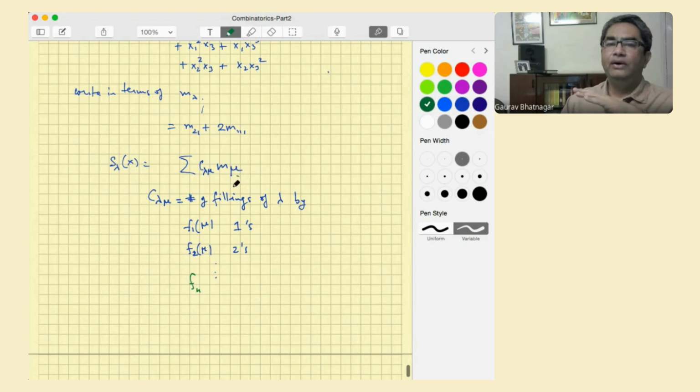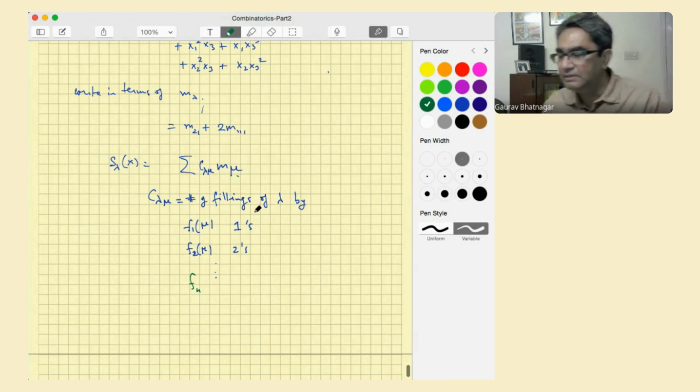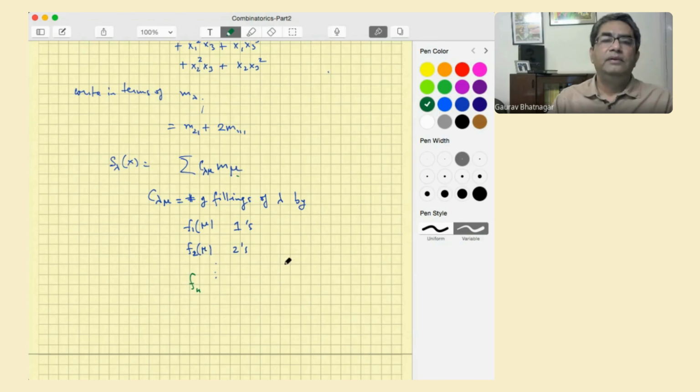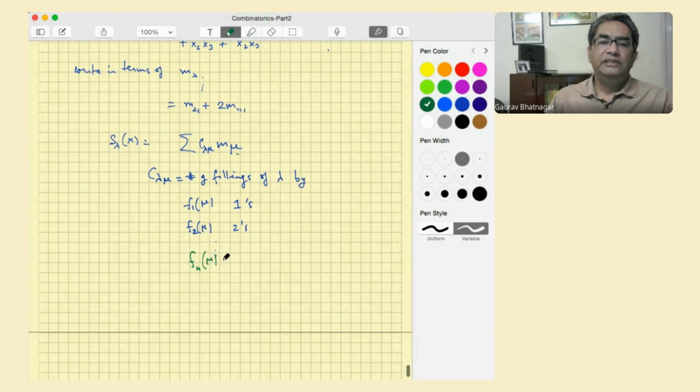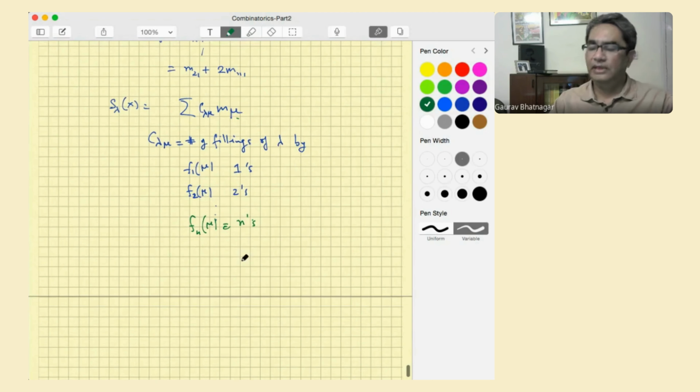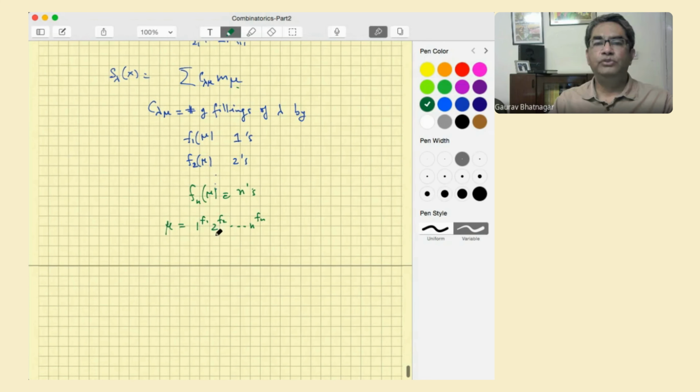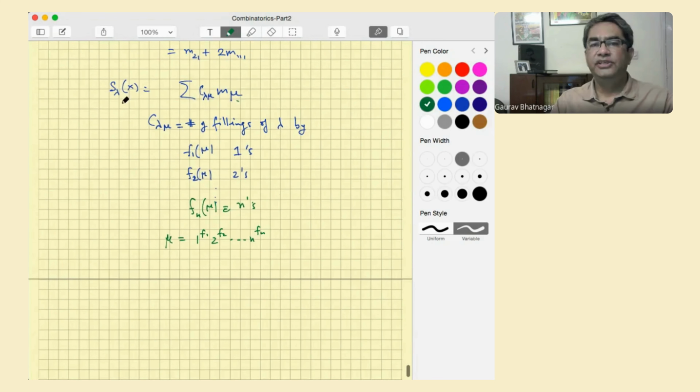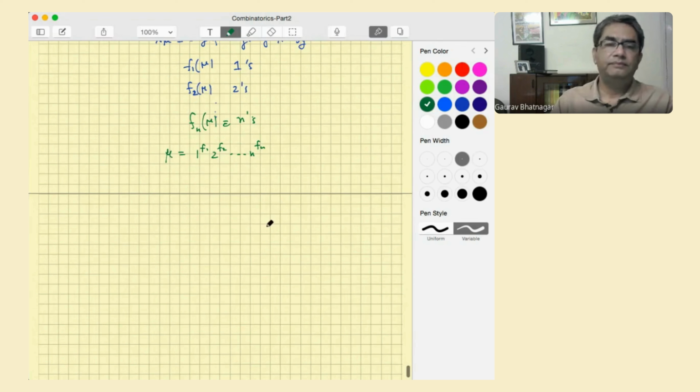So if you want to write it down as per monomial symmetric, that's very easy. So Fn mu is n's, so many n's. I hope this is clear, right? So if mu is, in old-fashioned notation, 1 raised to f1, 2 raised to f2, n raised to fn, then so many ones, so many twos, so many n's should fill this shape lambda. Okay.